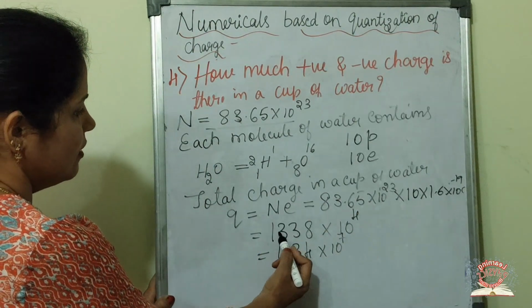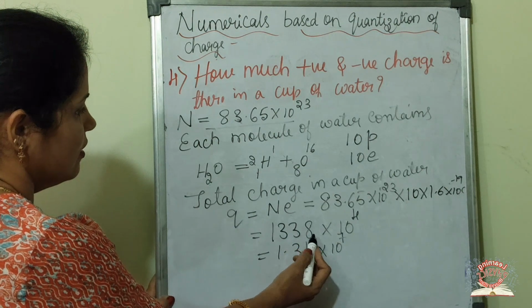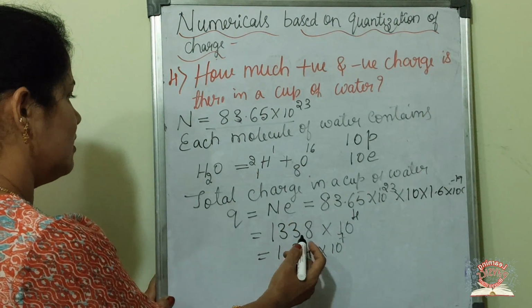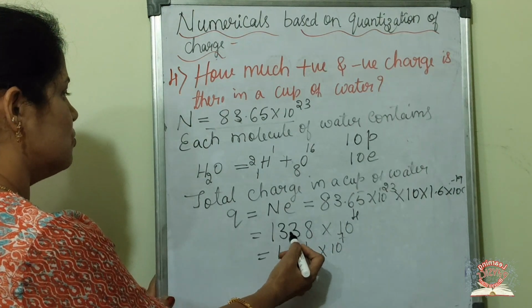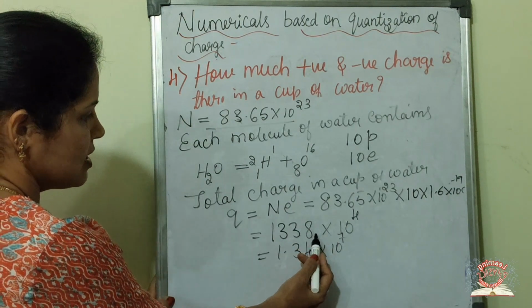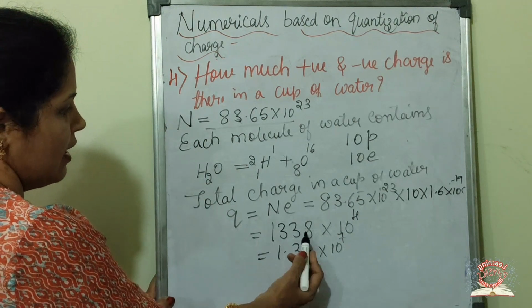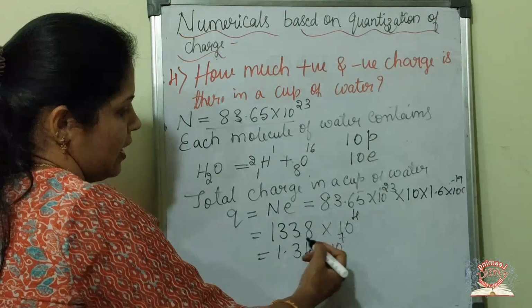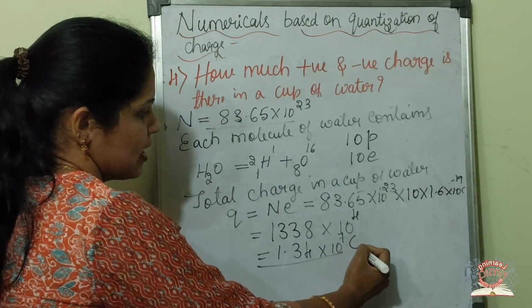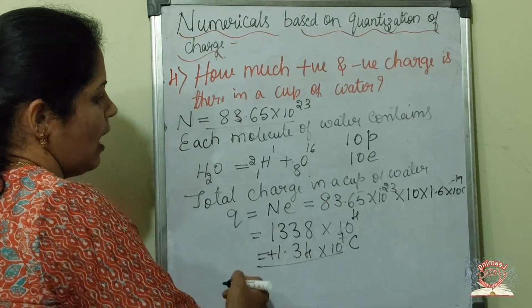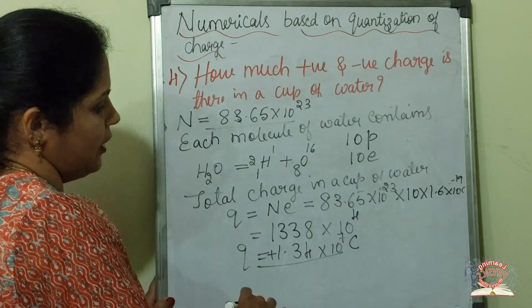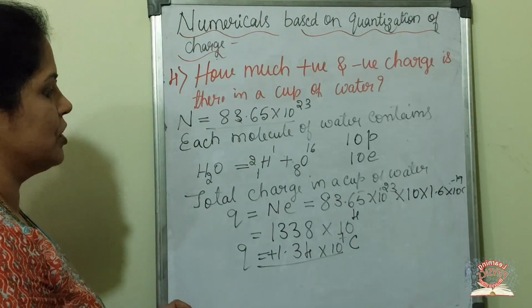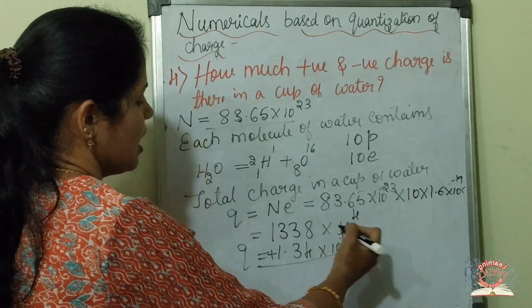I'll shift here. Is this correct? Yes. 1, 2, 3. I shifted the decimal point to the left side, right? So 3 places left, right? So therefore it is 1.34 × 10^7 coulomb positive, and the same number in negative, minus 1.34 × 10^-7 coulomb negative charge. So this is positive charge.